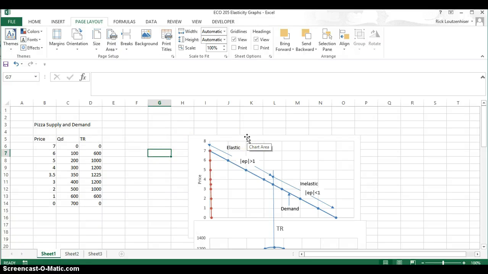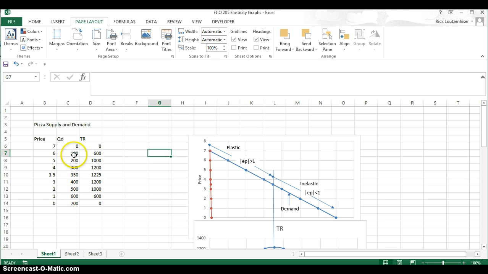I'm going to put a little more detail into elasticity, and I hope that when I'm done with this, you'll come away with an even better understanding of elasticity. What I've done here is I've got a table that I got out of an old textbook. It shows the prices that were charged for pizza and what the quantity demanded was at those prices.